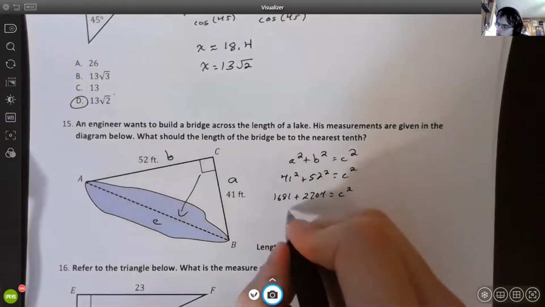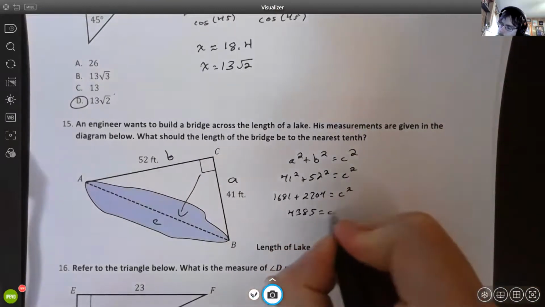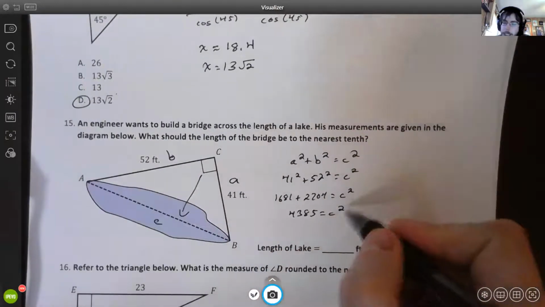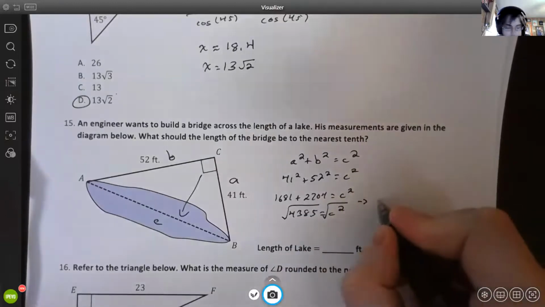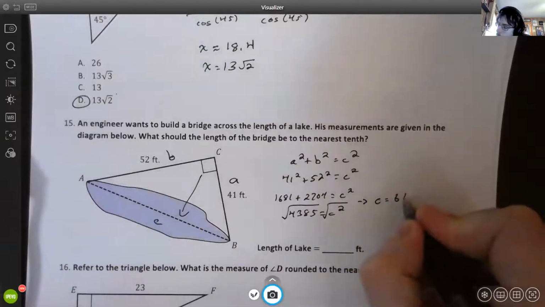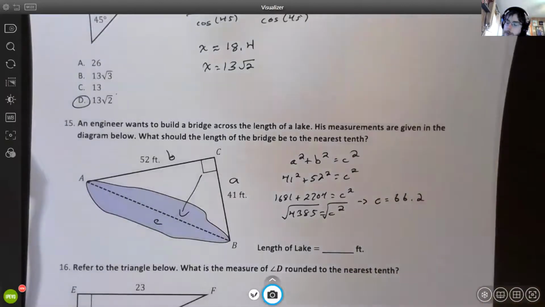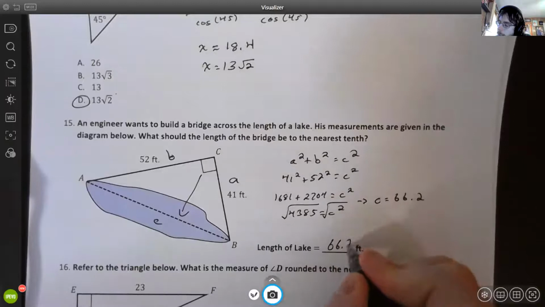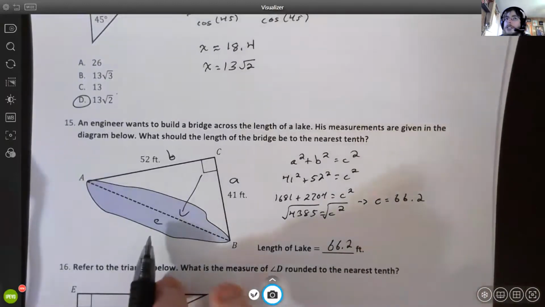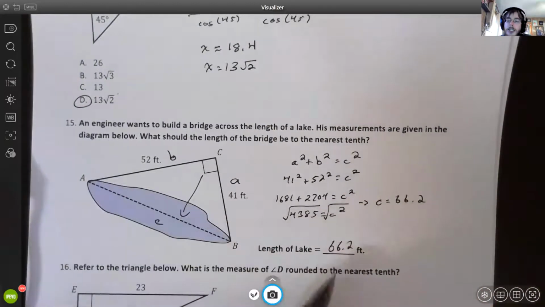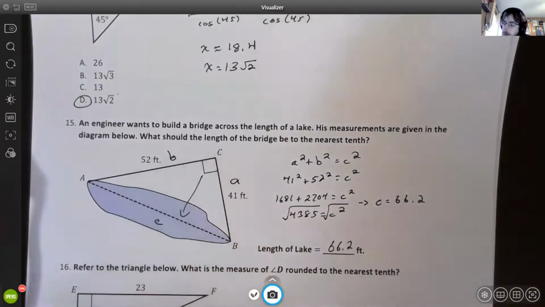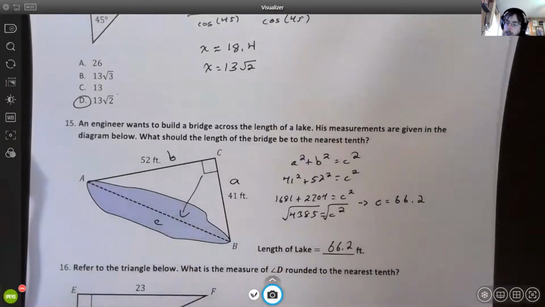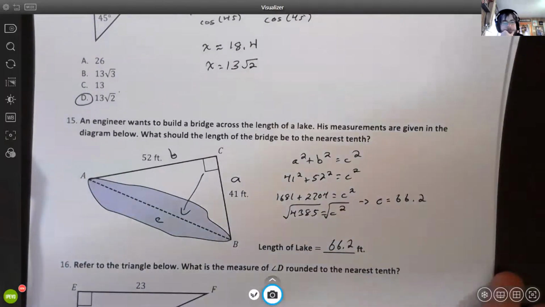Adding those up, we get 4,385 is equal to C squared. We have to get rid of that squared, so we need to square root both sides. So we get C is equal to approximately 66.2. And that makes sense since our hypotenuse is supposed to be our longest side. 66.2 matches up with what we think should be, because it should be longer than the other two sides.